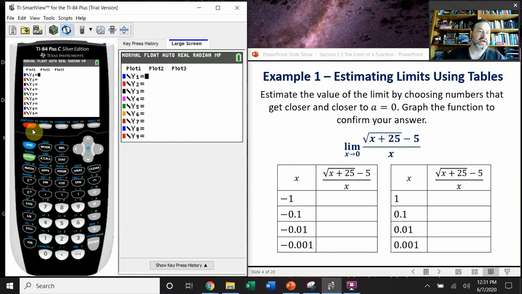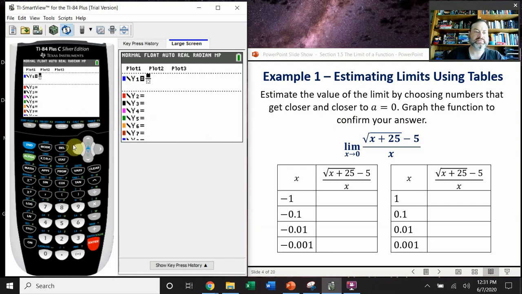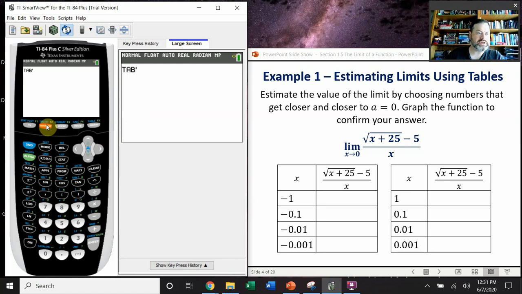And I'm going to do it the way I did it last time, right? There's always a lot of fractions. Okay, so let's do a square root. So we have x plus 25 minus 5 over x. And just as we did before, if you want to double check it, this has to be set on ask so that we can use our table.